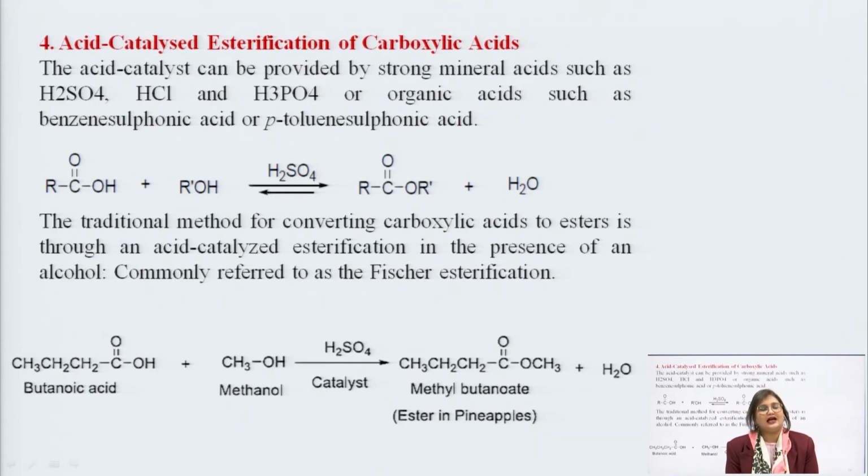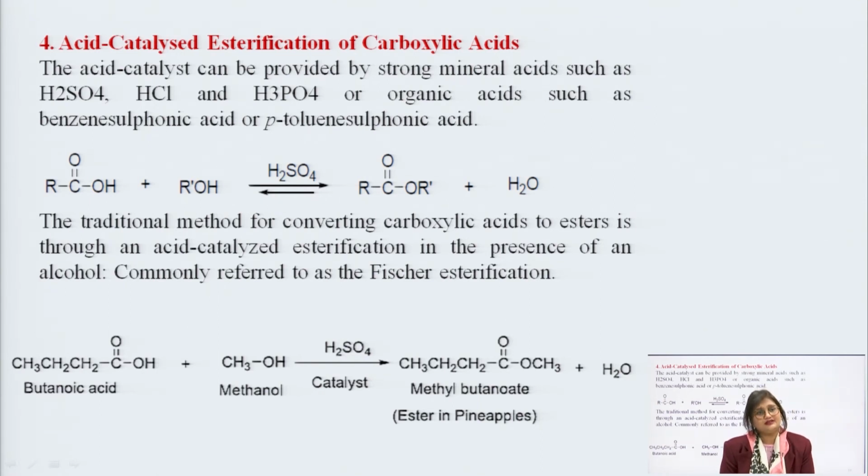Next reaction, acid catalyzed esterification of carboxylic acids. The acid catalysts can be provided by strong mineral acids such as sulfuric acid. So, acid catalyzed esterification of carboxylic acid can happen in the presence of a strong acid such as sulfuric acid, hydrochloric acid, phosphoric acid, or other organic acids such as benzene sulfonic acid or paratoluene sulfonic acid.